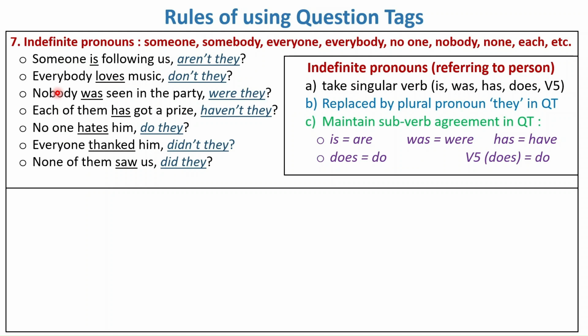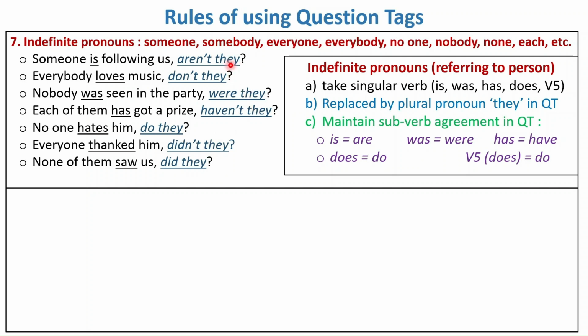But the main thing that we have to understand is these indefinite pronouns are replaced by plural pronoun they in question tag. अब यहाँ question tag में we have to use they in place of such indefinite pronouns. Someone changes into they. Everybody they. Nobody they. Each of them they. No one they. है ना? Everyone none we have to use they in question tag.